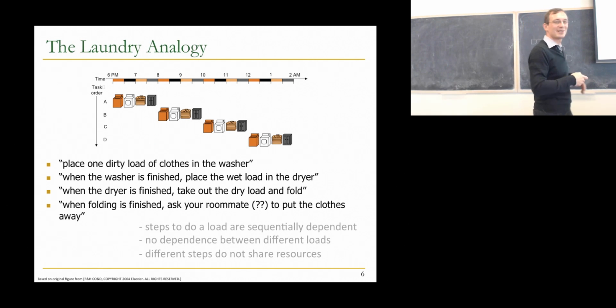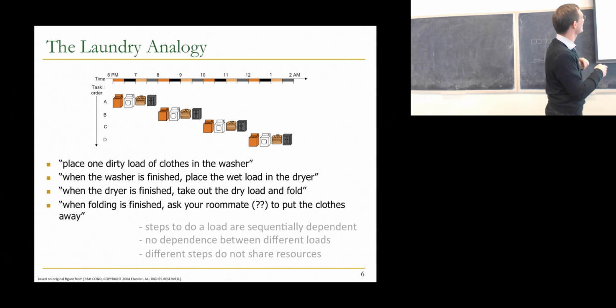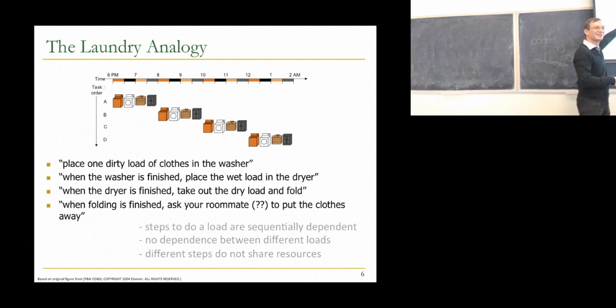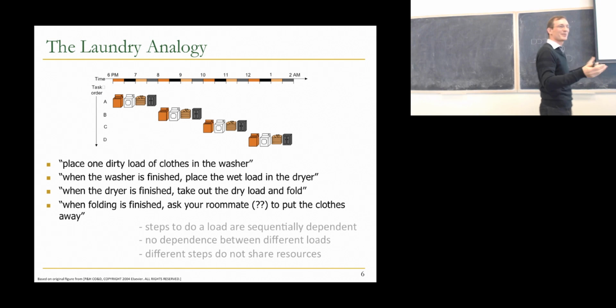The laundry analogy is a nice analogy, I guess, for this. Basically, one load of laundry goes through four different steps, like the instruction processing cycle, right? You place one dirty load of clothes in the washer. When the washer is finished, place the wet load in the dryer. When the dryer is finished, take off the dry load and fold. And when that's finished, ask your roommate to put the clothes away, or do it yourself, right? You could actually ask someone else to do all of these, but I'm sure all of you have done laundry, right?